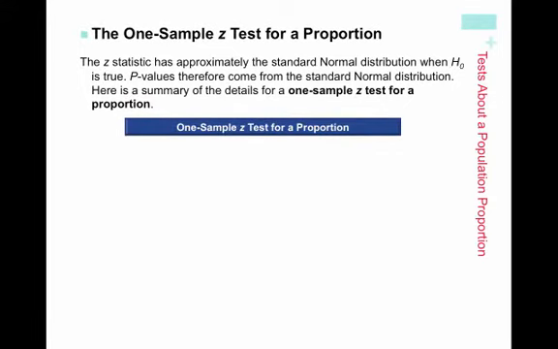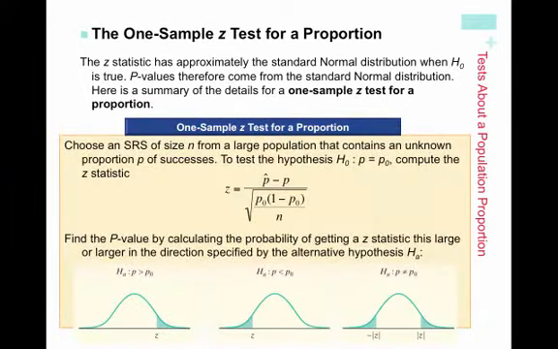So again, our one sample z-test for a proportion, we're choosing an SRS of size n from a large population that contains an unknown proportion p of successes. To test our null hypothesis, compute the z statistic, the test statistic. And we find the p-value by calculating the probability of getting a z statistic this large or larger in the direction specified by the alternative hypothesis.